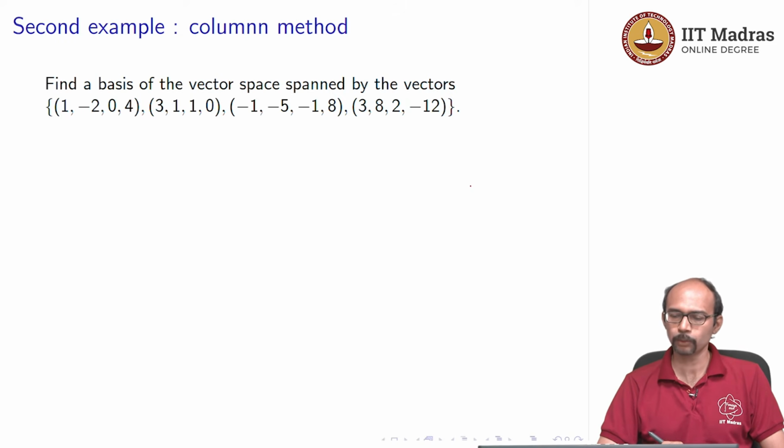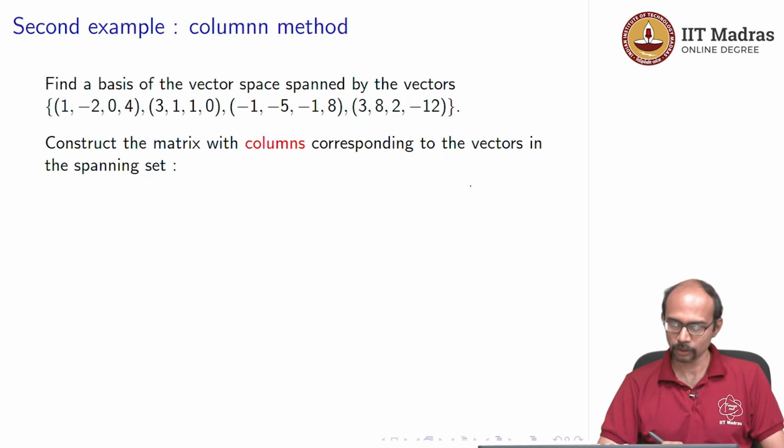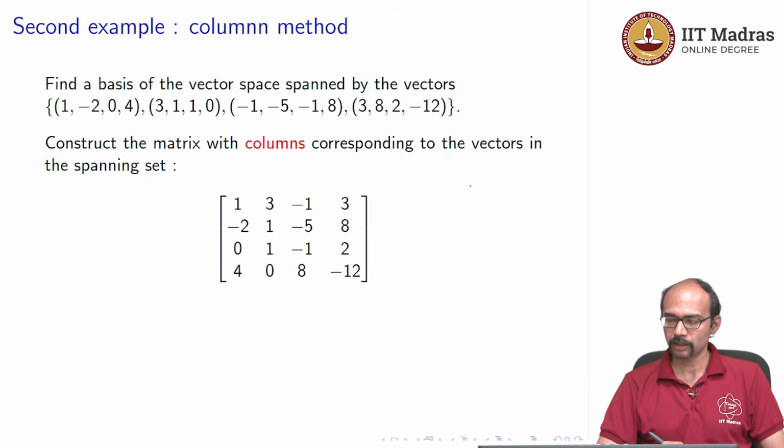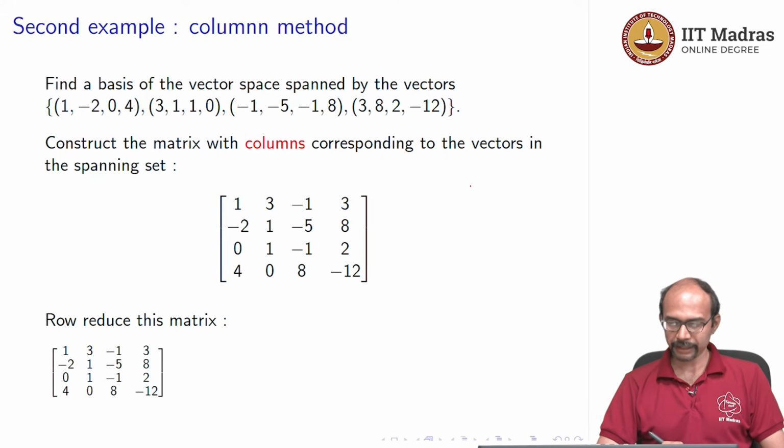So, to start with, you have to put these into the columns, not the rows. So, you get 1 3 minus 1 3, which are the first entries of each of these vectors, minus 2 1 minus 5 8, which are the second entries of each of these vectors, and so on. So, the first vector went into the first column, the second vector went into the second column, and so on. Okay, so, let us row reduce this matrix.